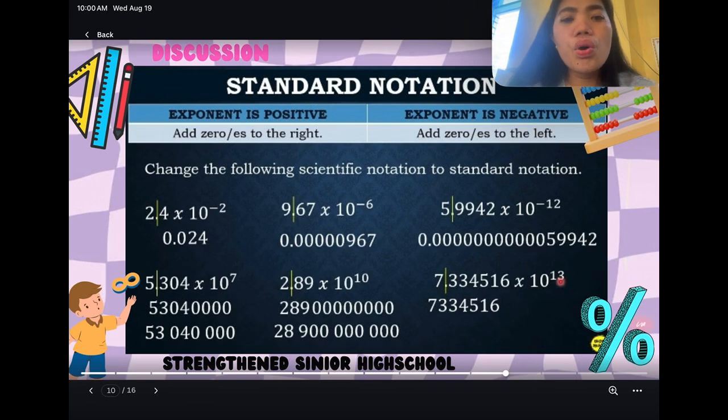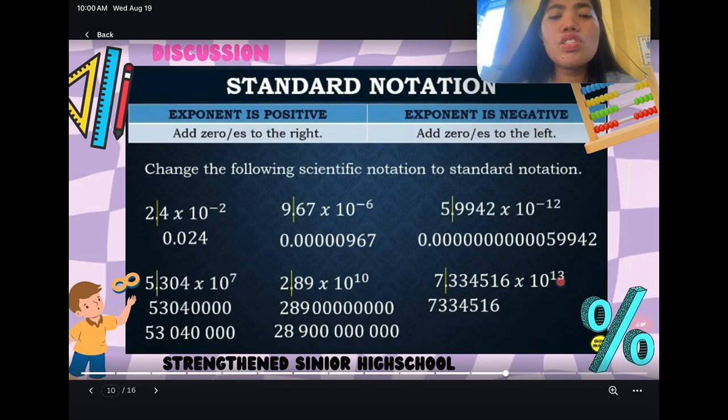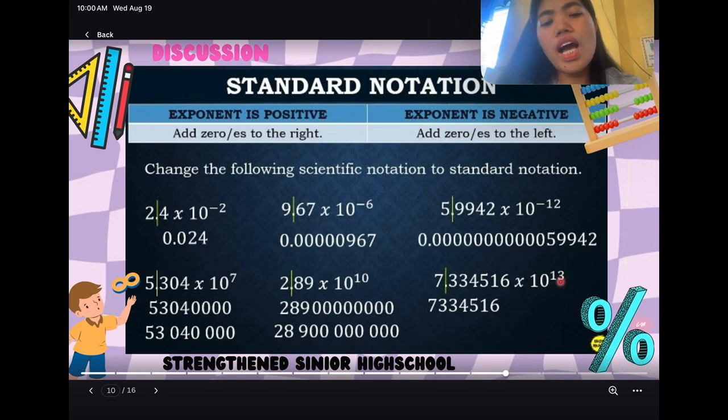Now, changing scientific notation to standard notation: if the exponent is positive, add zeros to the right, and if the exponent is negative, add zeros to the left. So let's say 2.4 times 10 raised to the power of negative 2. You simply move the decimal 2 places to the left. So you have 1, 2, that becomes 0.024. The 9.67 times 10 raised to the power of negative 6: move 6 decimal places to the left. So that's the equivalent, 0 point, and how many zeros added? We have 5, then 967.